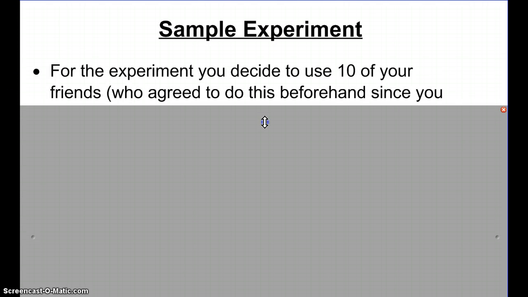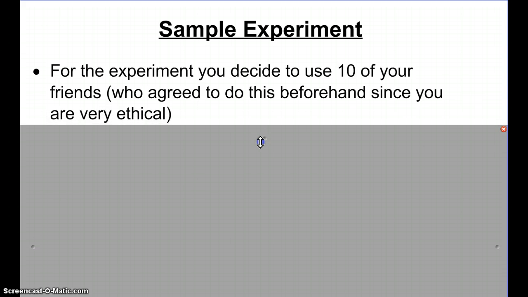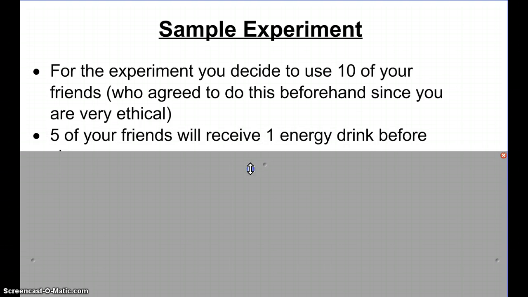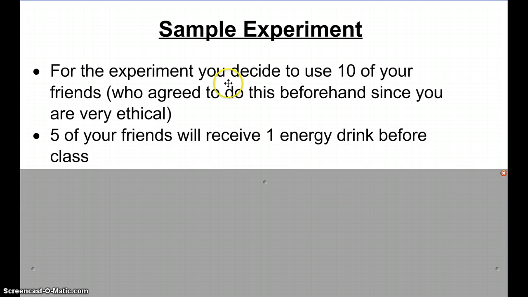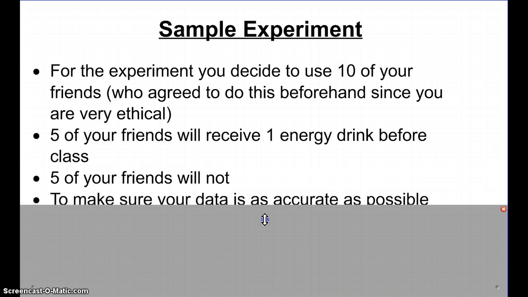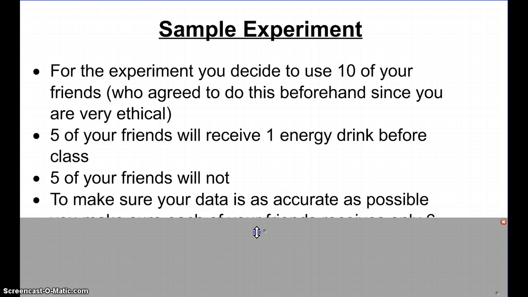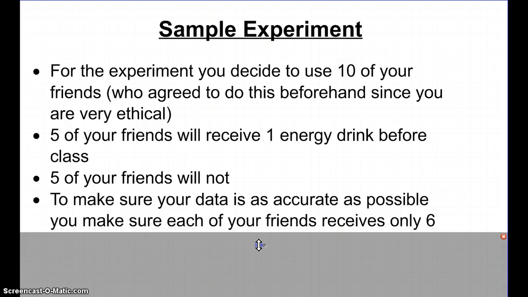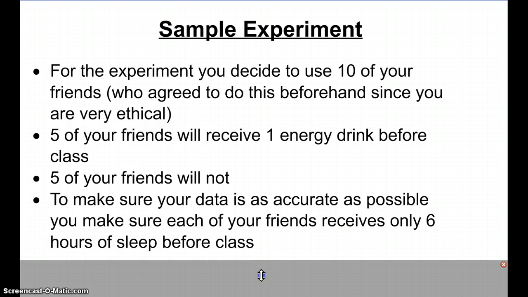For the experiment, you decide to use 10 of your best friends who agreed to do this beforehand since you are very ethical. 5 of your friends will receive 1 energy drink before class. 5 of your friends will not. To make sure your data is as accurate as possible, you make sure each of your friends receives only 6 hours of sleep before class.